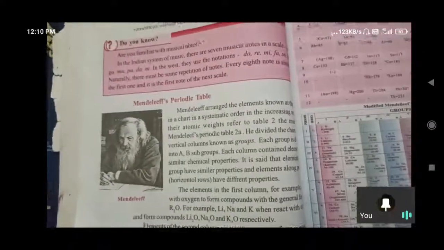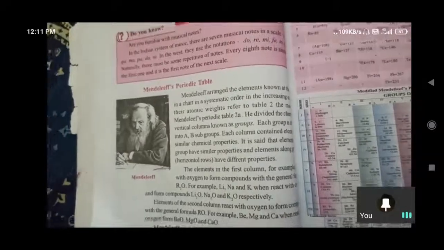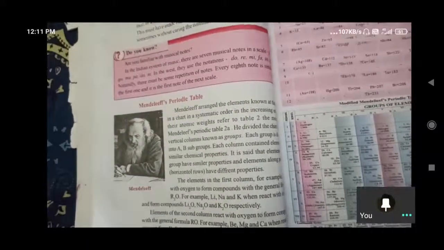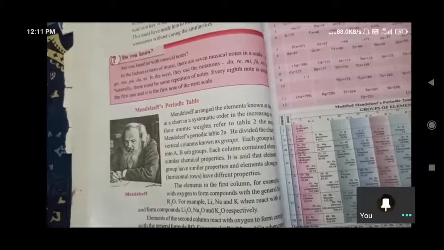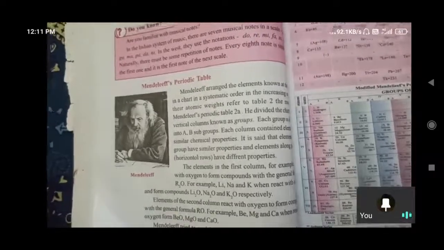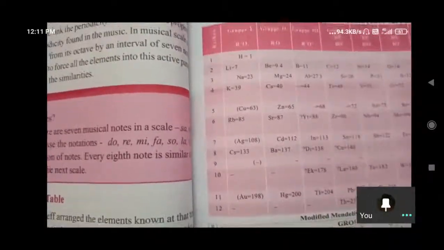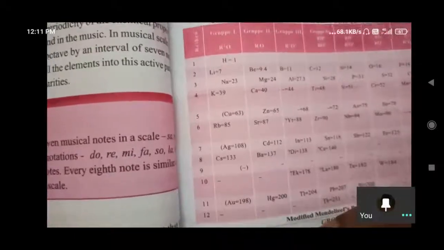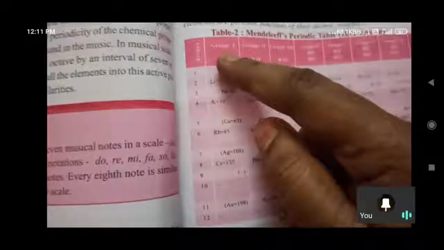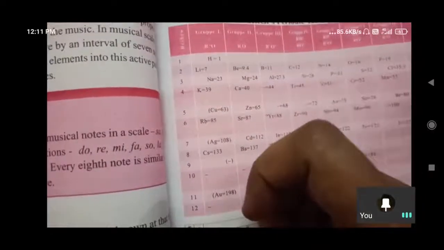Now he arranged it like a chart. So in that he has taken vertical columns known as groups and each group is again divided into A and B subgroups. Group 1A like that, 1A, 2A, 1B, 2B. In that manner, he divided subgroups again and each column contained elements of similar chemical properties. So the first element of each column contains similar properties. So here in this manner, these all are containing similar chemical properties.